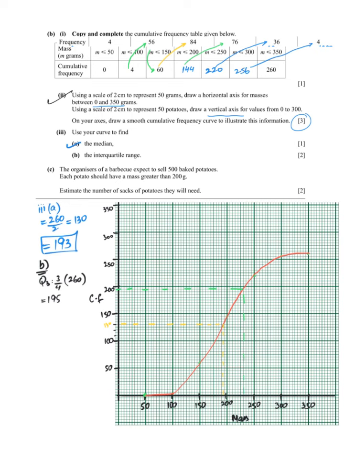Now this value here, it's what? Let me find out. 200, 210, 220 and 230. So the upper quartile value we have is 230. Similarly for the lower quartile, which is Q1, we have 1 divided by 4 multiplied by 260. Simplify it, it is equal to 65.